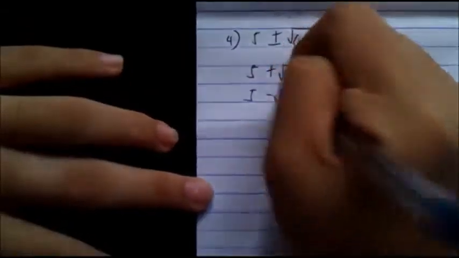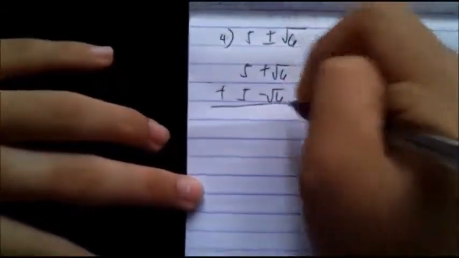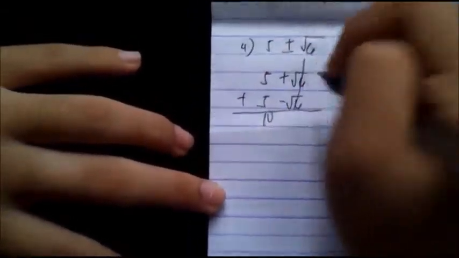For equation number 4, the given equation is positive 5 plus minus square root of 6. To get the sum, 5 plus square root of 6 plus 5 minus square root of 6 equals 10. The square root of 6 cancels.